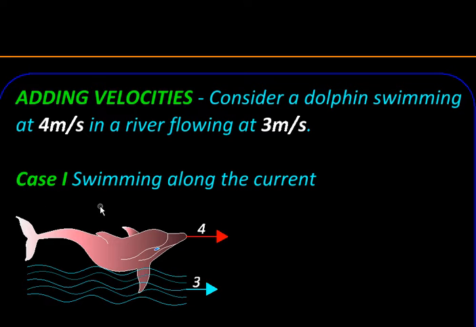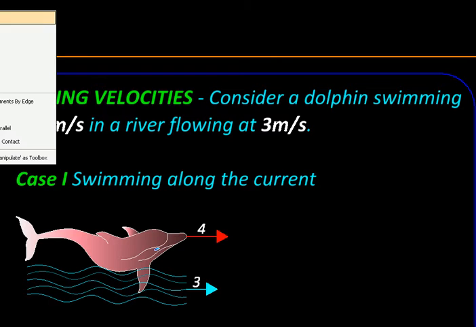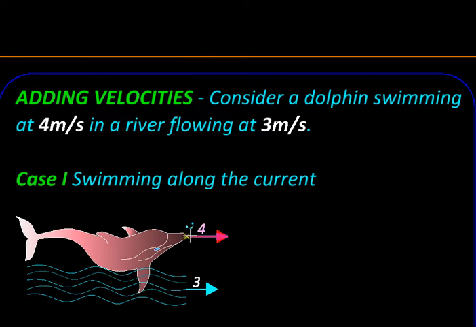The first case we would consider is the dolphin is swimming along the current. And in that case, on its own, the dolphin is going to move, say, 4 meters in a second. So this is how much it will swim in a second. And the current would carry it 3 meters further. So in 1 second, the dolphin is going to move 3 plus 4 equal to 7 meters. And therefore its speed or its velocity would be 7 meters per second.